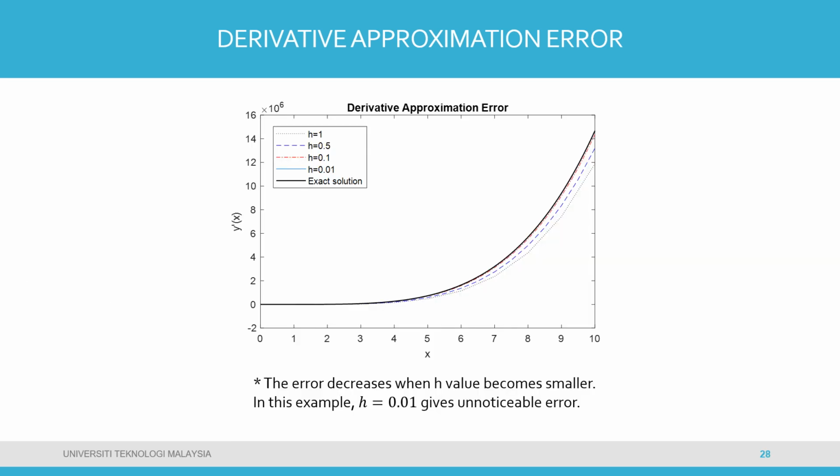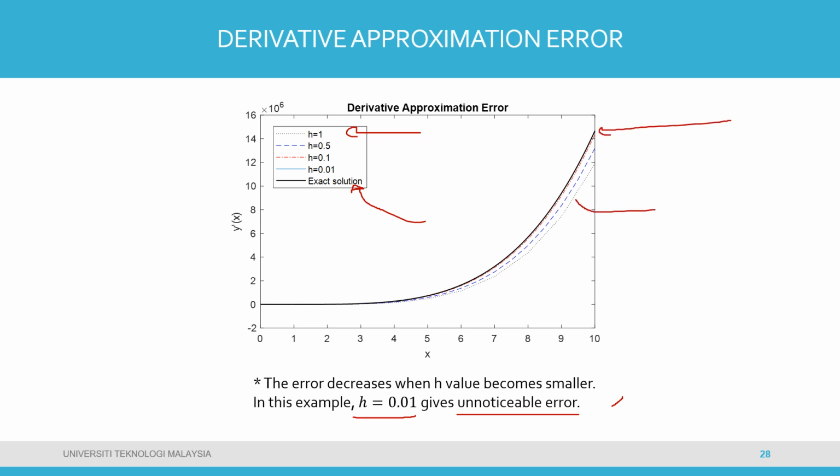Now you can see the result. Here the exact solution is this one. The error decreases when h becomes smaller. In this example, h of 0.01 gives unnoticeable error. So when you differentiate, make sure h is small enough so you don't have a large error.